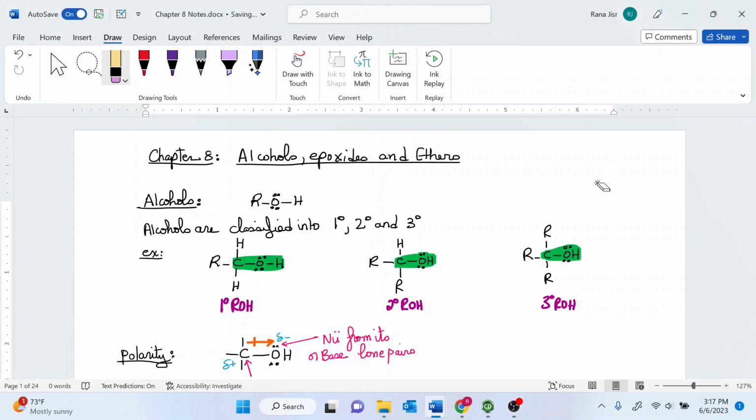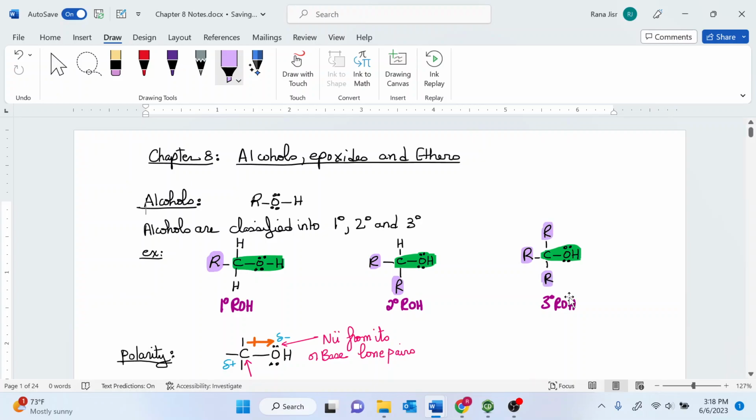Alcohols are classified into primary, secondary, and tertiary. To locate a primary alcohol, always look at the carbon that is connected to the OH and see how many carbons it is connected to. So if it's 1, then it's primary. If it's 2 carbons, then it is secondary. And if it's a 3, it is tertiary.